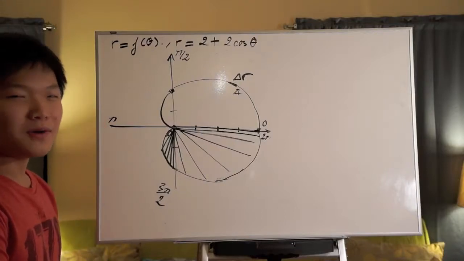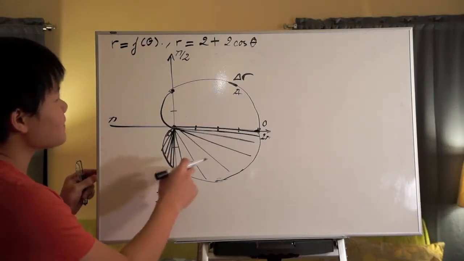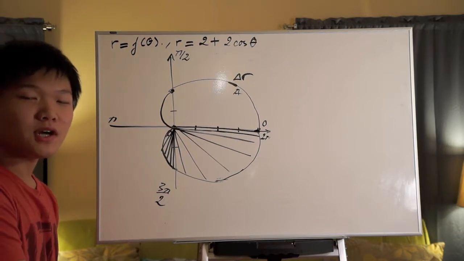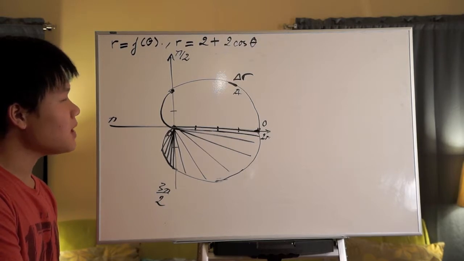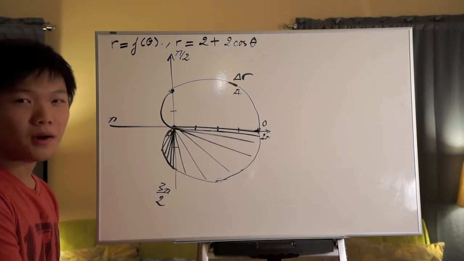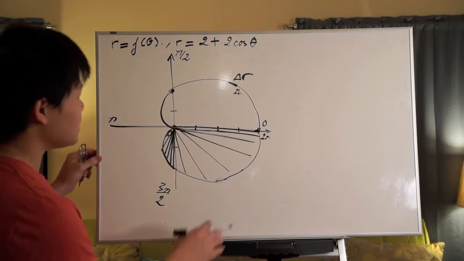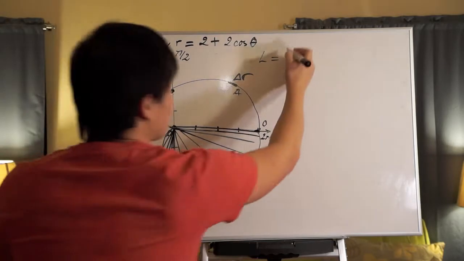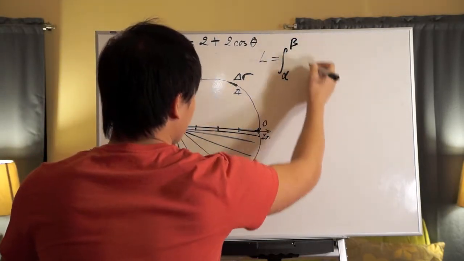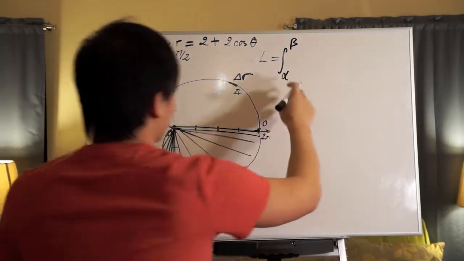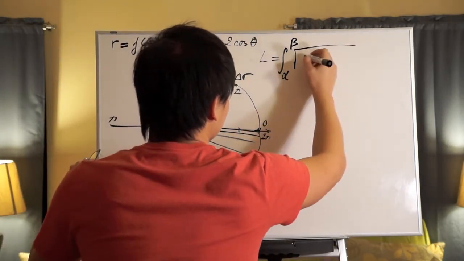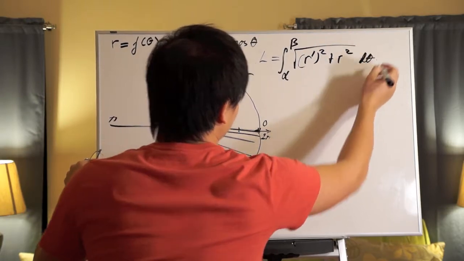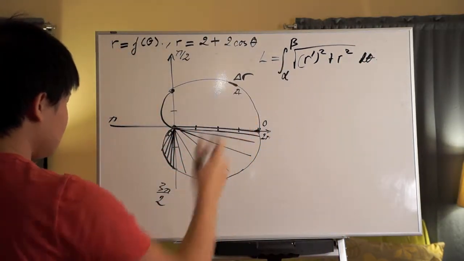In this video, we're going to show you how to derive the length of this polar curve. In the previous videos, we showed the equation for calculating the length of the polar curve, and we denote it to be L, the integral going from alpha to beta, the range of theta, of the square root of r prime squared plus r squared d theta. Right? So we derived that.